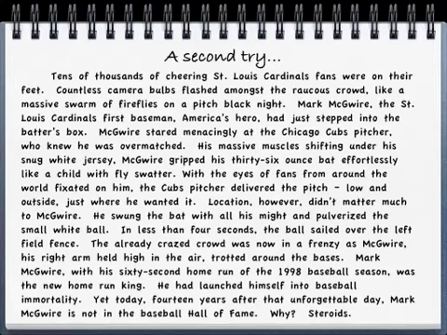He swung the bat with all his might and pulverized the small white ball. In less than 4 seconds, the ball sailed over the left field fence. The already crazed crowd was now in a frenzy as McGwire, his right arm held high in the air, trotted around the bases. Mark McGwire, with his 62nd home run of the 1998 baseball season, was the new home run king. He had launched himself into baseball immortality.